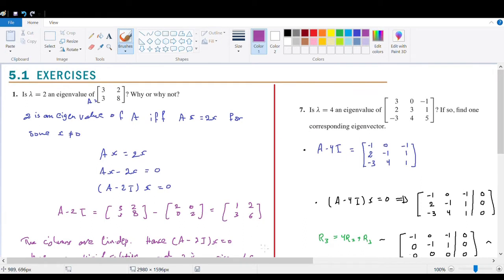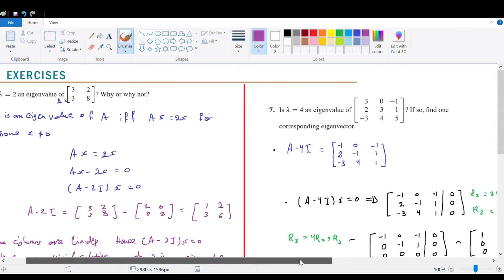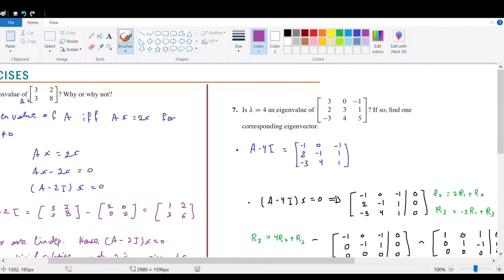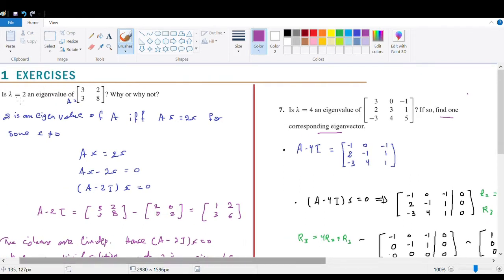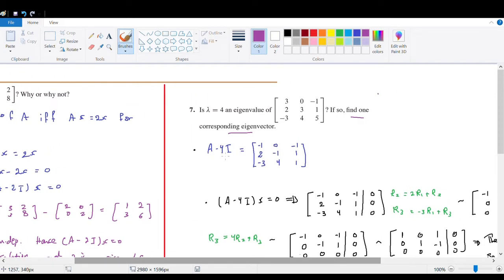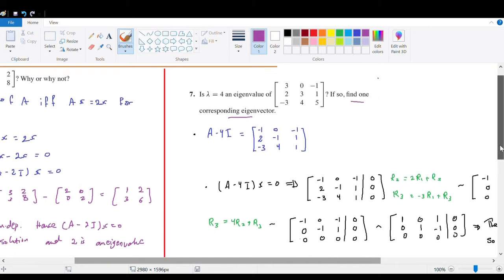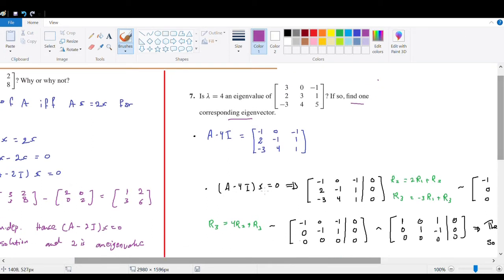In 7 we can do it the same way we did in 1. So is lambda equal to 4 an eigenvalue of this matrix? If so, find one corresponding eigenvector. So here we need to find the corresponding eigenvector. For 1, we just needed to know if 2 is an eigenvalue of this matrix or not. So in the same way, first we find A minus 4I, which is this matrix. We subtract 4I. Then we try to solve (A minus 4I) multiplied by x is equal to 0.